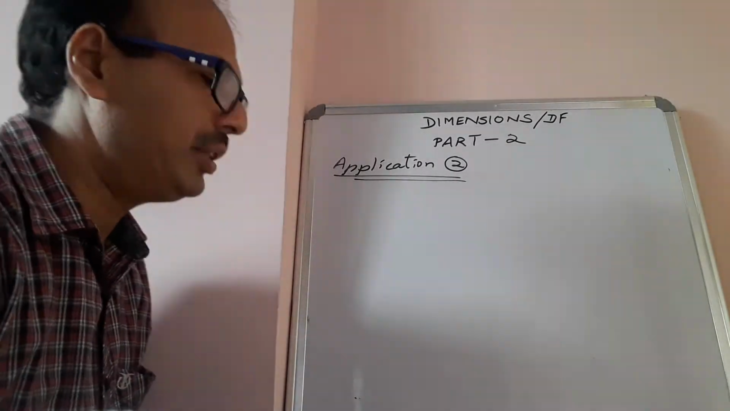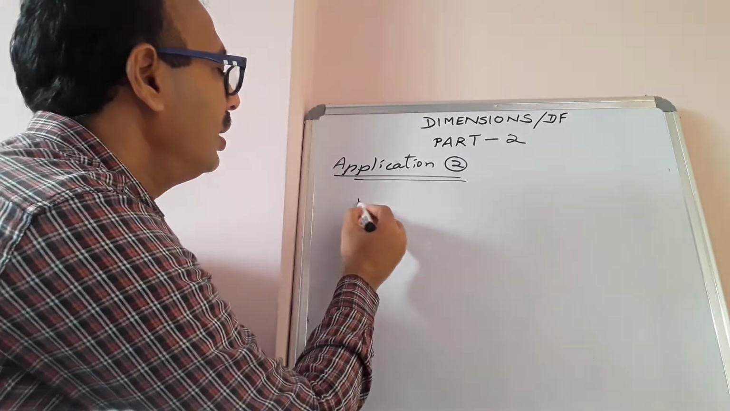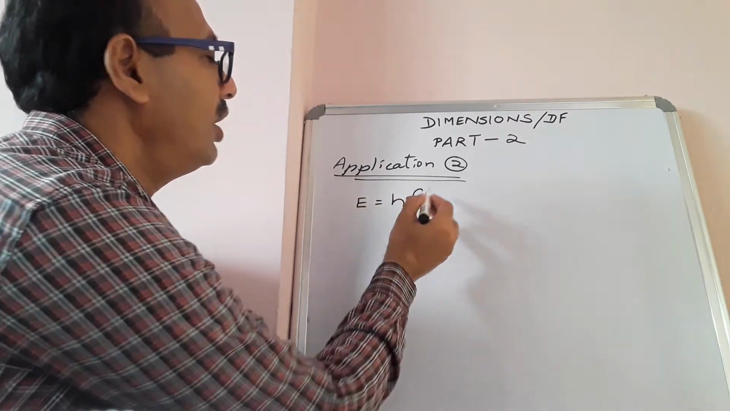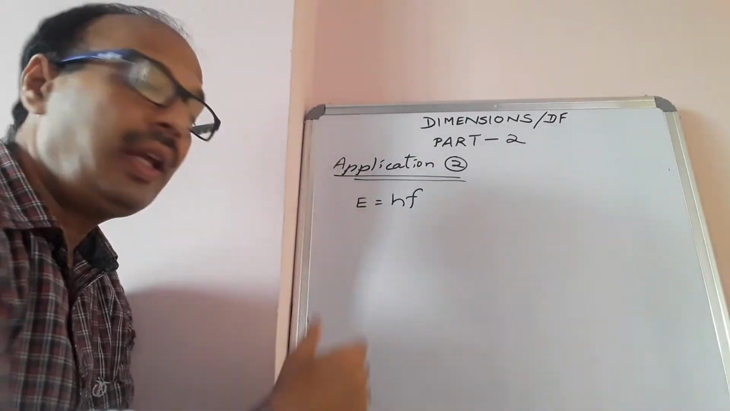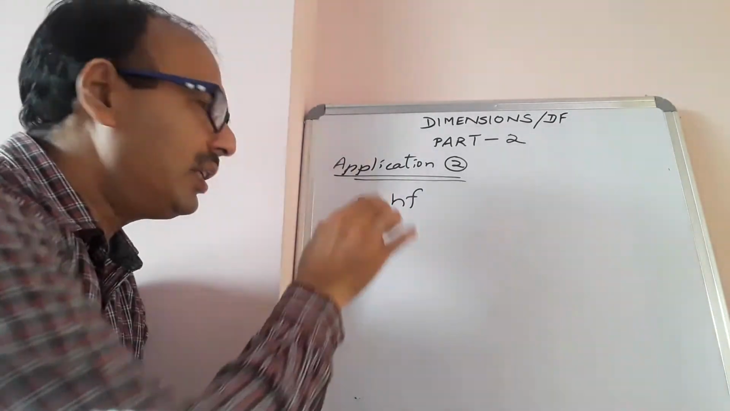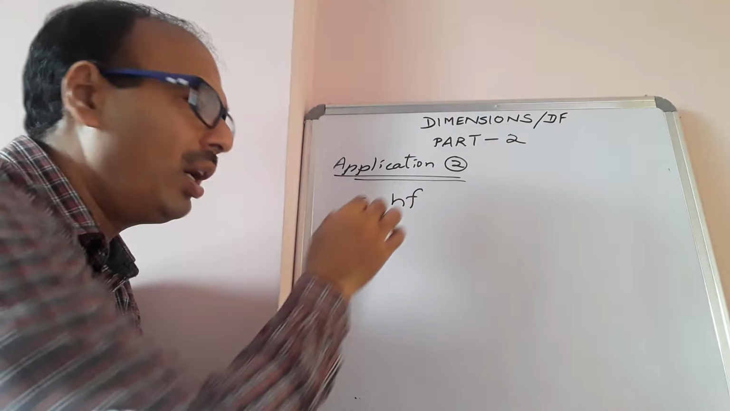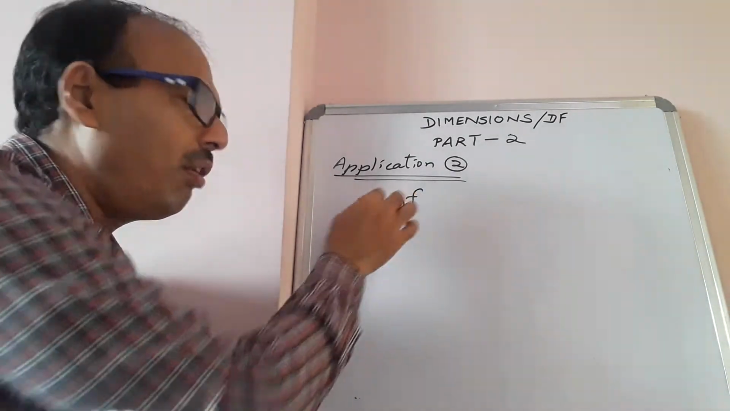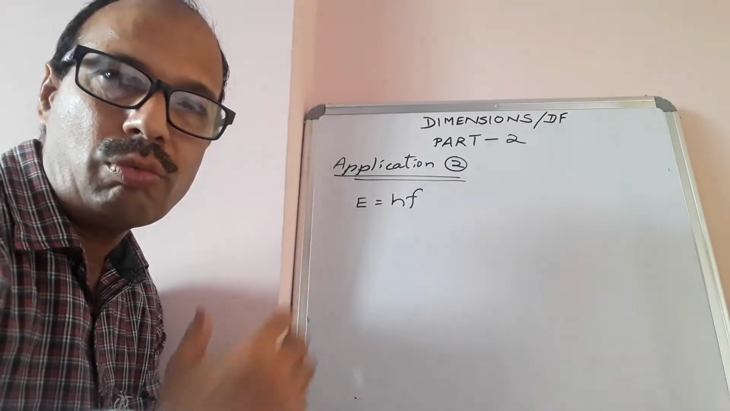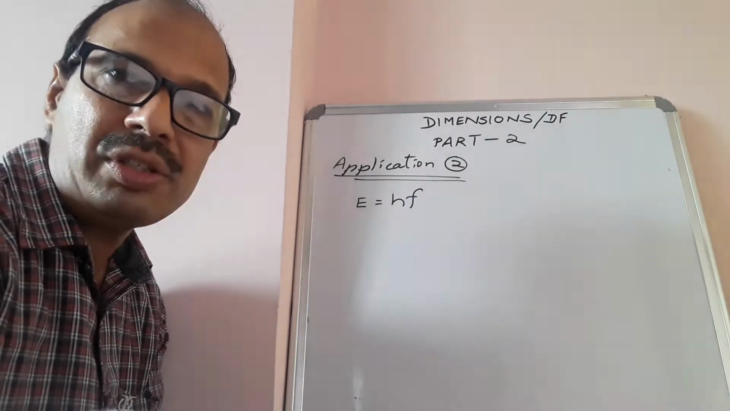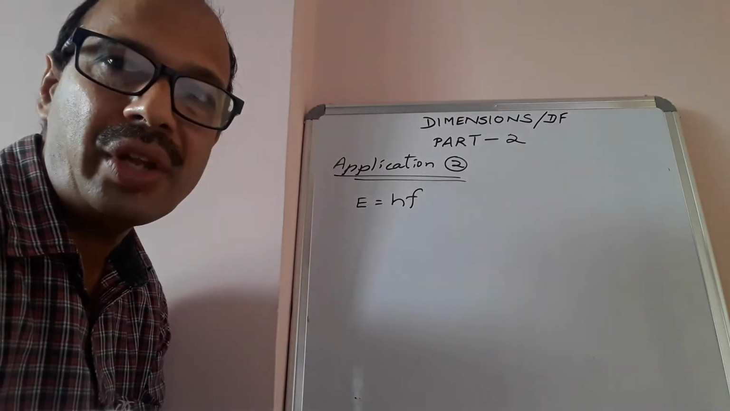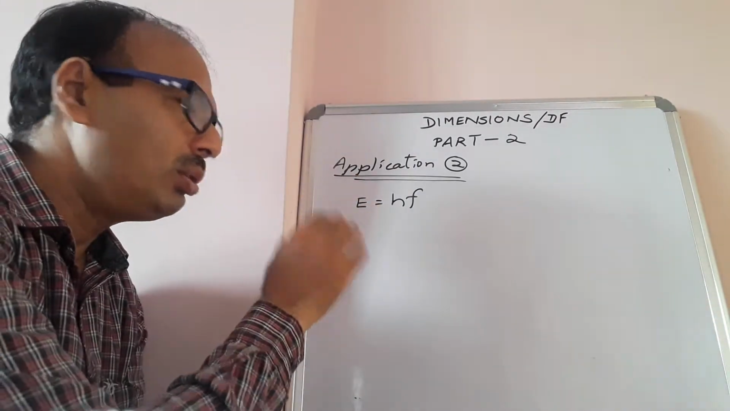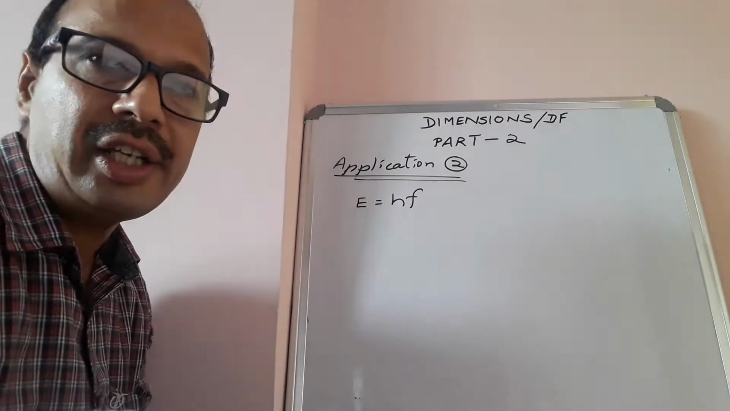I'll show you another example: Planck's constant. E is equal to hf. This you will learn in modern physics. Those who know can understand this. But at this level, we are going to find the dimensions of Planck's constant, on what base quantities they depend, and what are their dimensions. To know that only we are learning here.